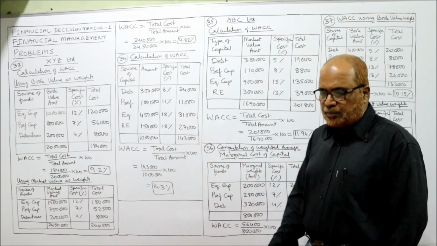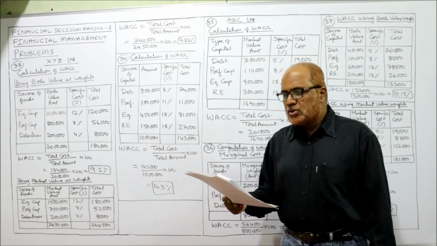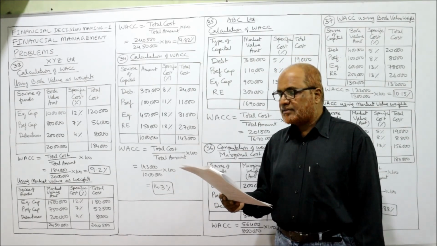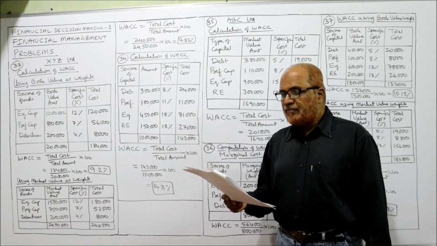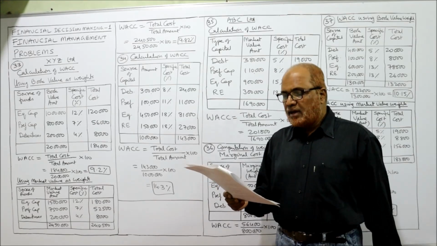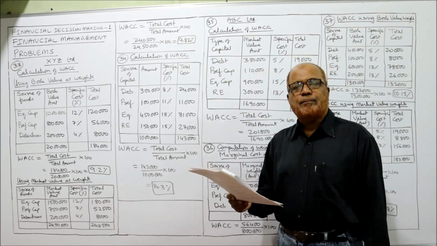Now, 34th problem. See the 34th. The following is the capital structure of Usha company. Source of capital, 16% debentures, 50% tax. Then after tax cost is given, 8%. Preference share capital, then equity share capital, retained earnings. So 4 sources of capital. Calculate WACC, weighted average cost of capital of the company.